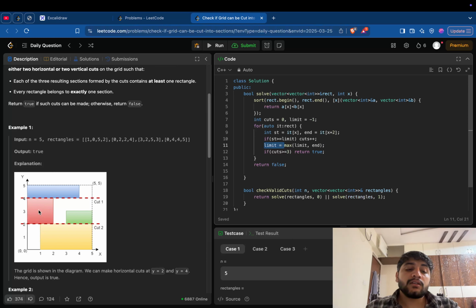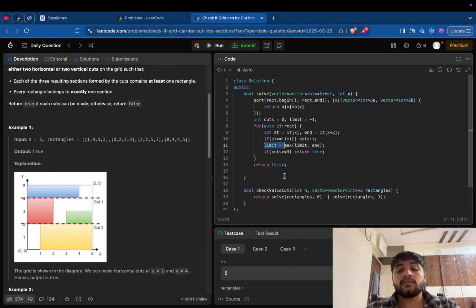Then the next rectangle is this. Is the start of it greater than or equal to the limit? Yeah, it is. The limit was 2 and its start is also 2. So again one cut can be made here along its end. So the next limit is 4. Now the next rectangle is this. We can also make a cut along this, but that will be counted as one cut only, which we have already made. Now the limit will stay 4. Now when we go to the next rectangle, whose start is 4 and end is 5, is the start greater than or equal to the limit? Yeah, 4 is the limit and 4 is the start. So one more cut will be made, so 3 cuts in total.